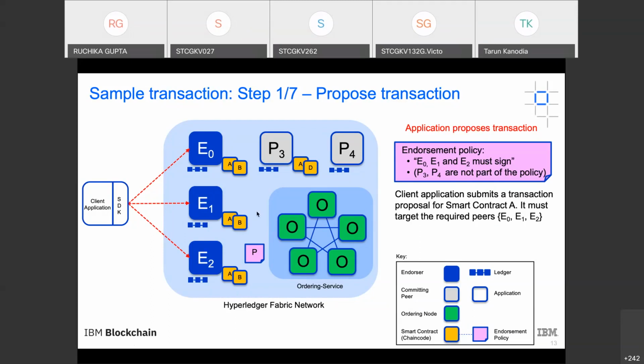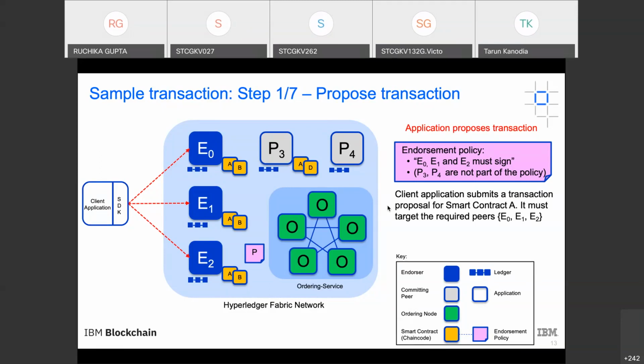So I can define my endorsement policy. That is the word that we use in the Hyperledger Fabric world, saying how do I define my consensus? I will define an endorsement policy. I will say that E0, E1, E2 are the ones who sign. When I say that these are the ones who sign, I mean these are the ones who are actually going to execute my smart contract and sign with their digital identity, saying this is my certificate, I am E0, and I have executed this transaction.